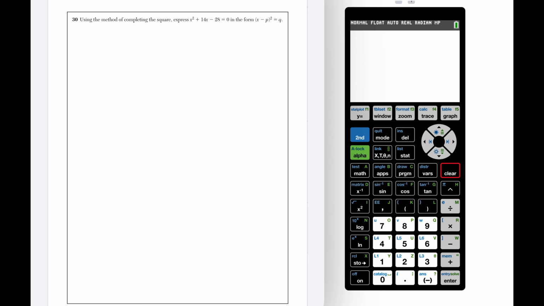All right, let's look at this 2-point problem. In this one, we're going to use completing the square. So we're going to use that method to express x squared plus 14x minus 28 equals 0 and rewrite it into this form, x minus p squared equals q. Now, this is a method for solving quadratics.